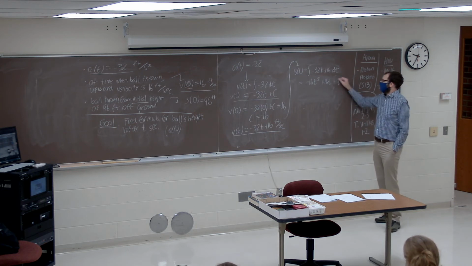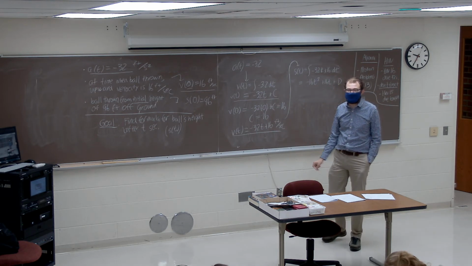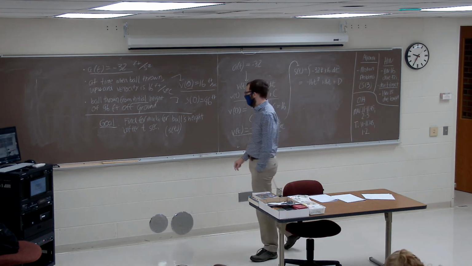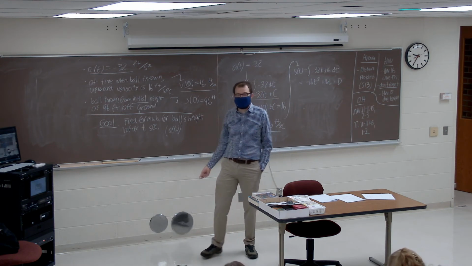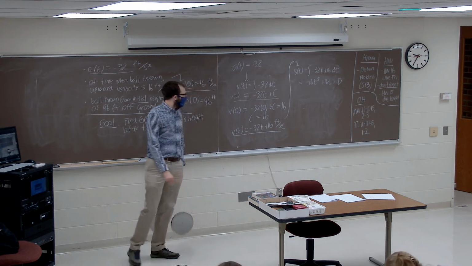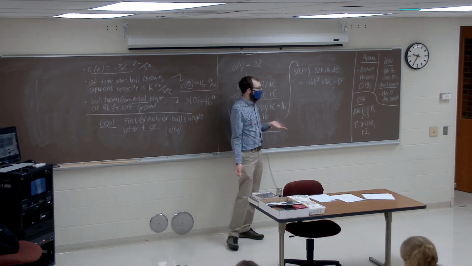And I'm going to use d instead of c, since we already had a variable c earlier in the problem. The c we found was 16, and the constant we get here, I suspect, will not be 16. But yeah, I like it. Integrating velocity gives us height.